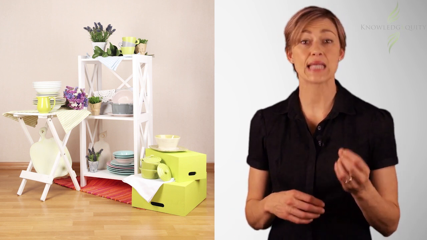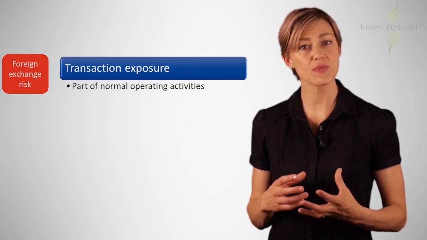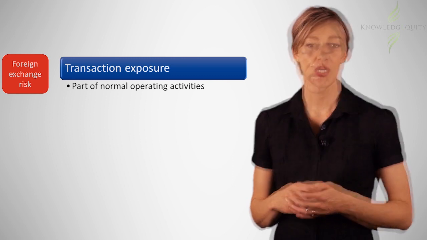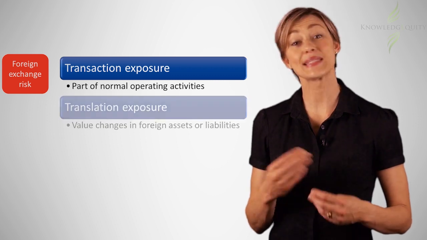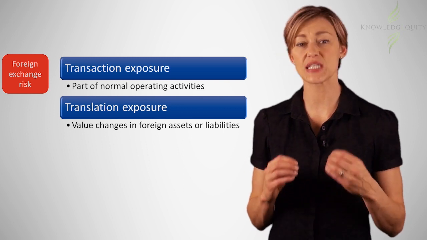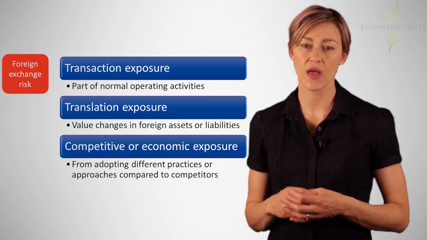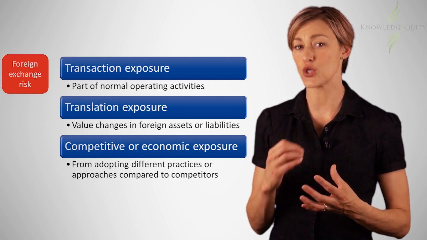We've just gone through examples of foreign exchange risk. In particular, these examples demonstrate one of the main types of foreign exchange risk exposure, and that is transaction exposure, which comes about through normal operational activities, such as selling products or making purchases. With foreign exchange risk, there are also two other main categories of exposure. Translation exposure, that is fluctuations in the values of assets or liabilities, such as a net investment in a foreign entity, and also competitive or economic exposure, that is exposure as a result of adopting a different approach to foreign exchange risk compared to your competitors.